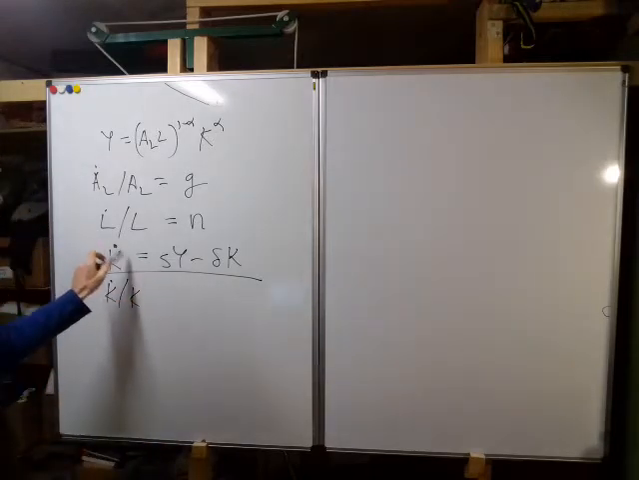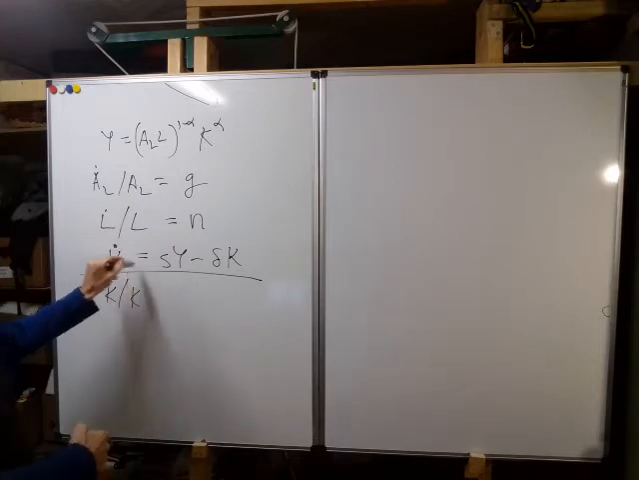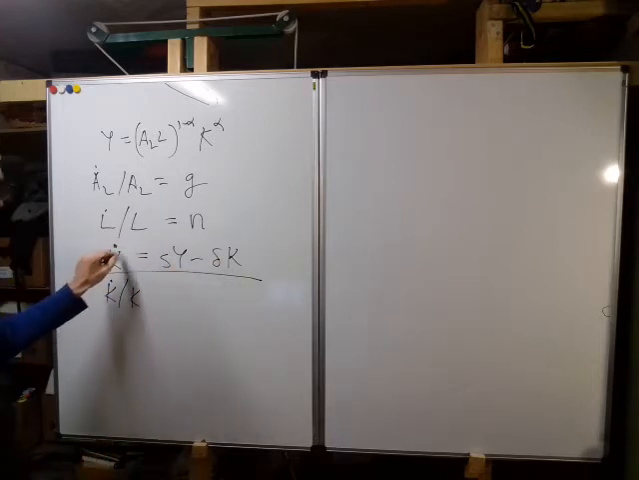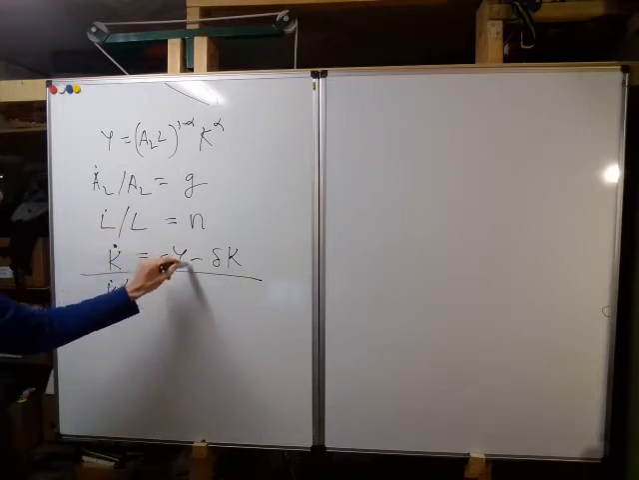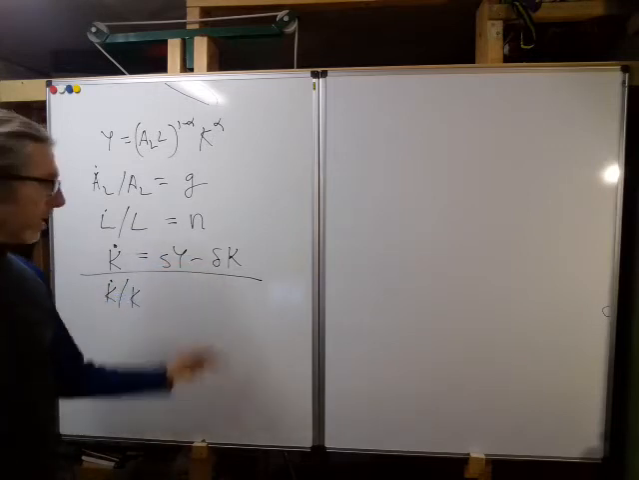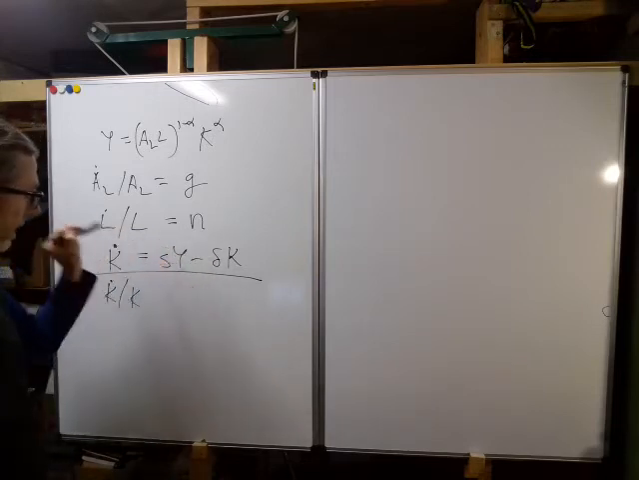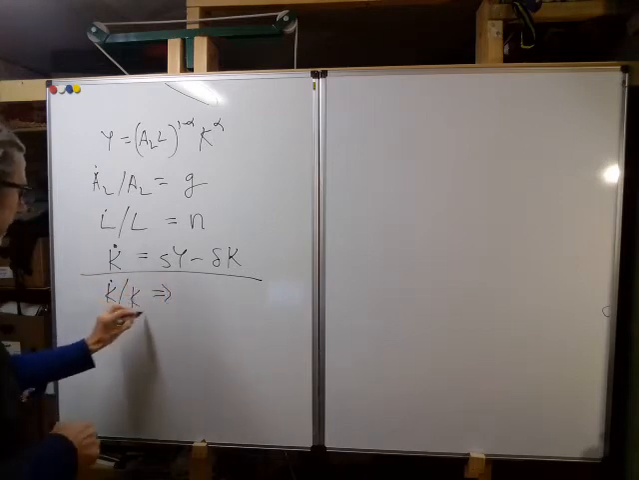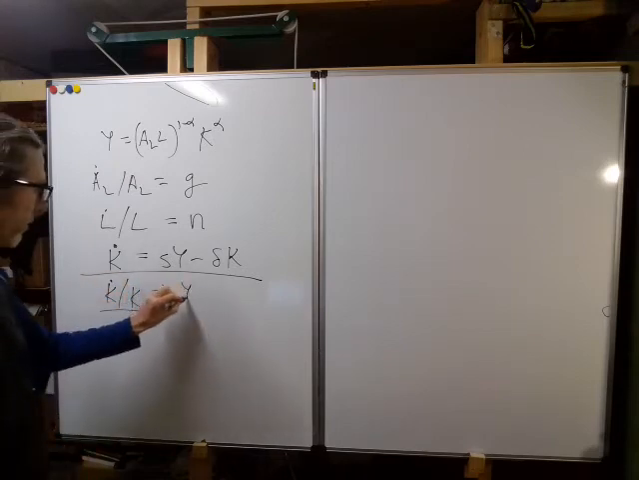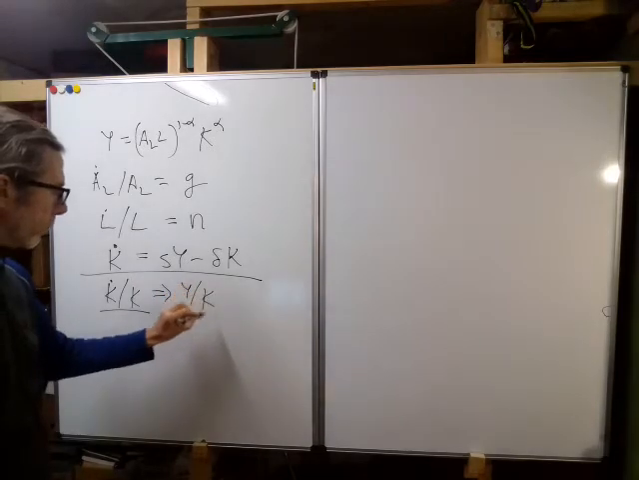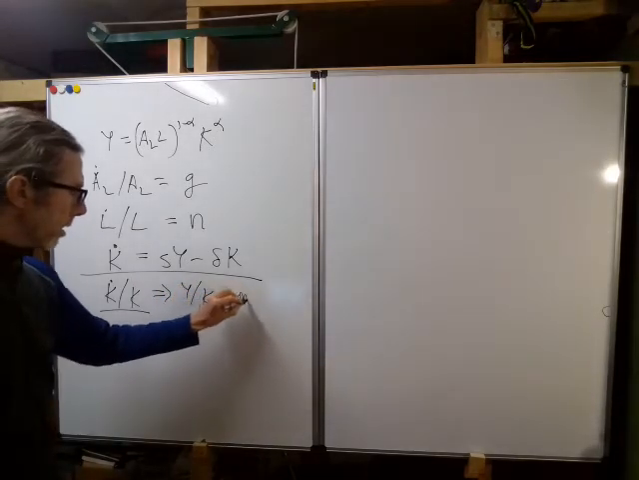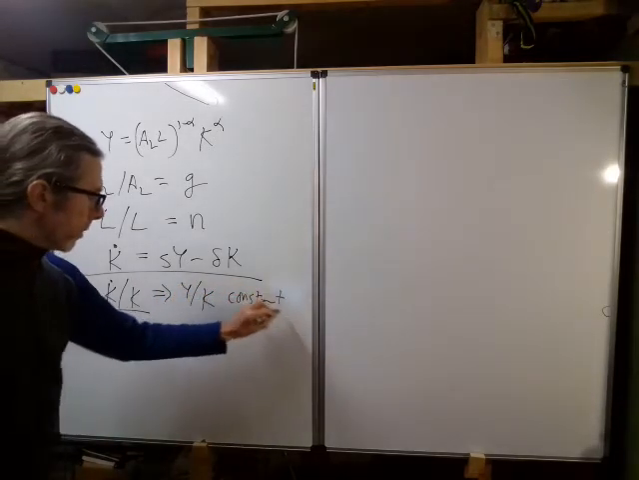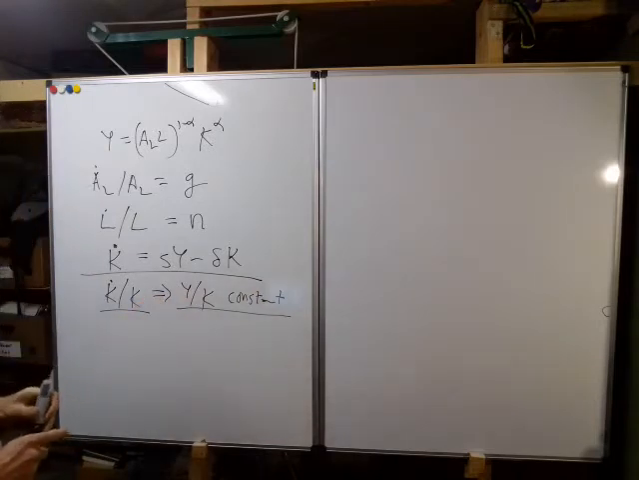If K dot over K is constant, then if we divide through by K, we get K dot over K is s times Y over K minus delta. Delta is a constant, so then Y over K must be constant. So if we're on balanced growth, K dot over K is constant, which means that Y over K must be constant.